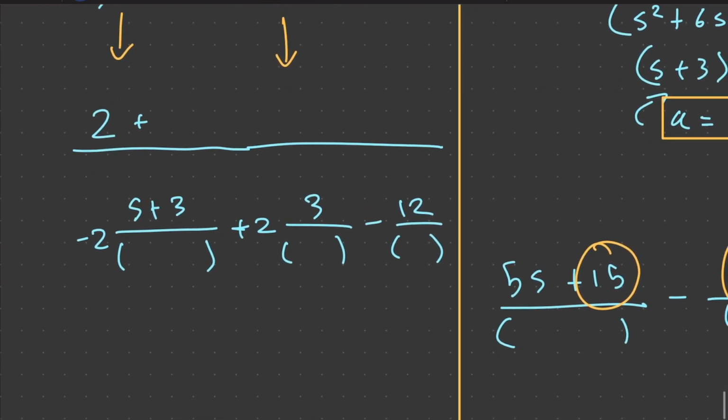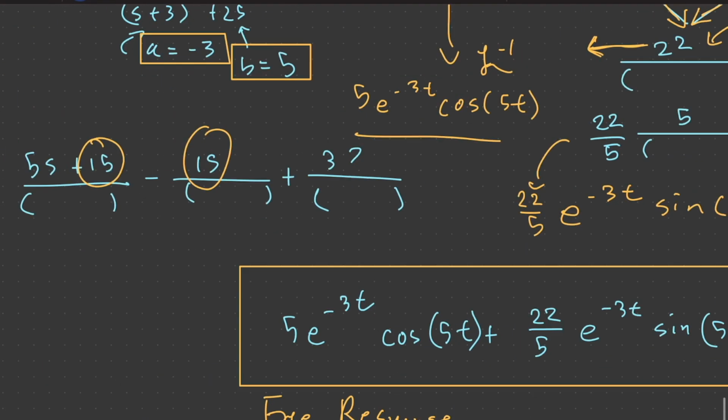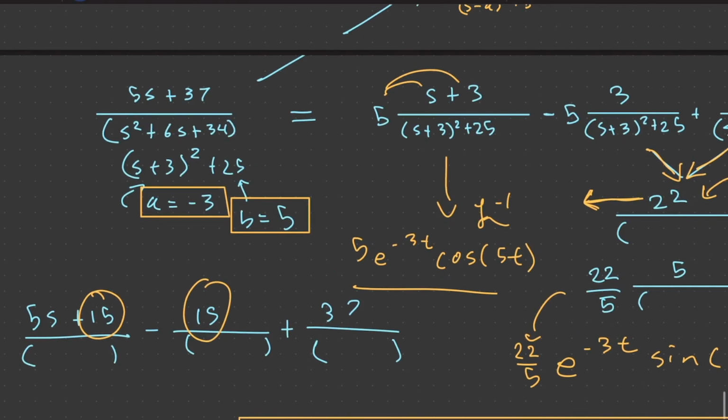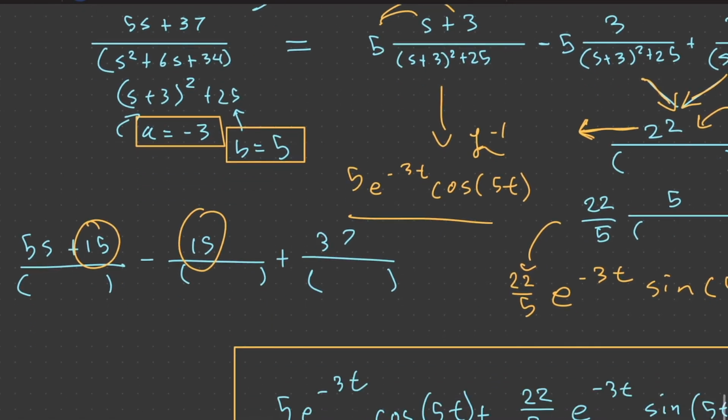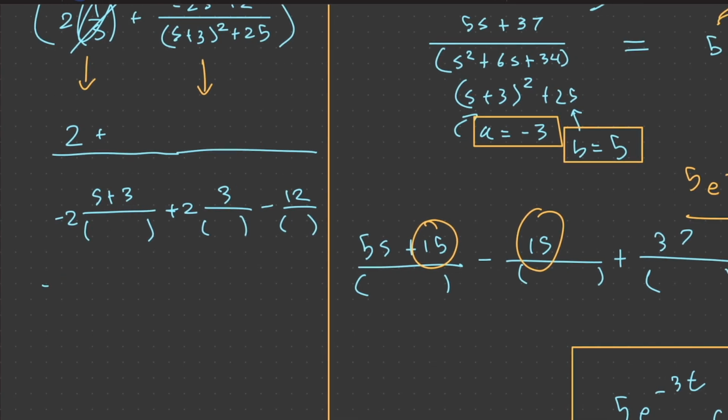And then subtract 12. So this one would be negative 2, and that relates to the cosine form. When we have s plus 3, that relates to the cosine form. So it would be negative 2 e to the negative 3t cosine of 5t. Okay, so now that's the inverse being done.